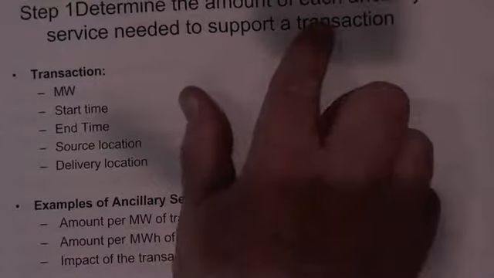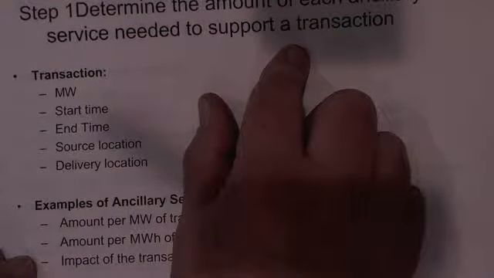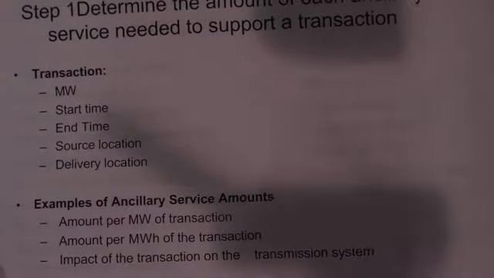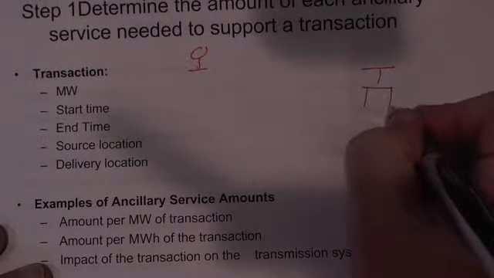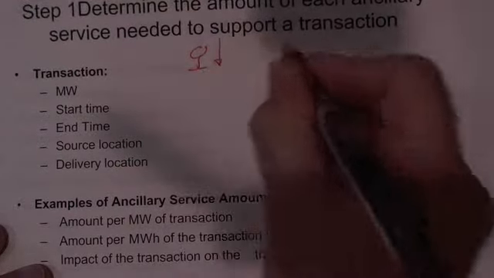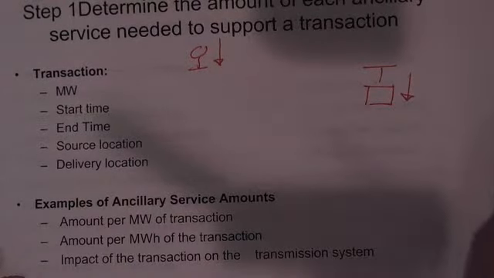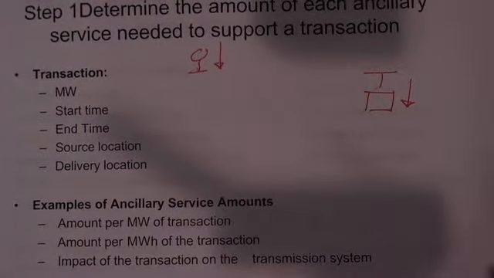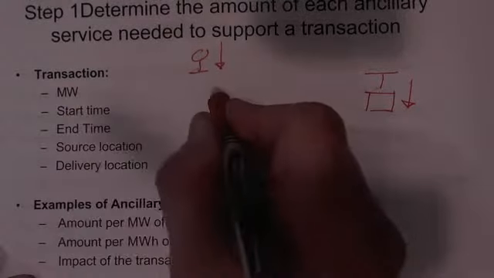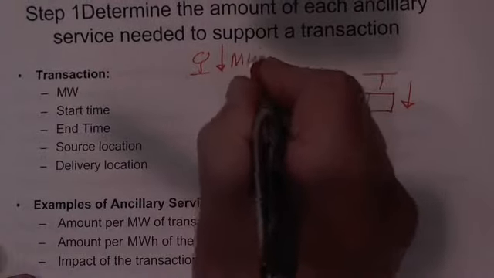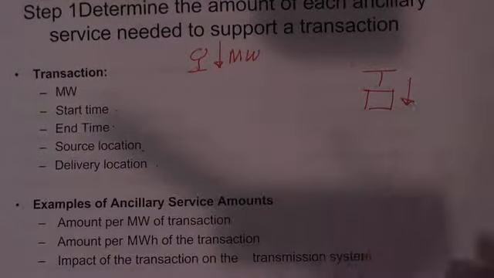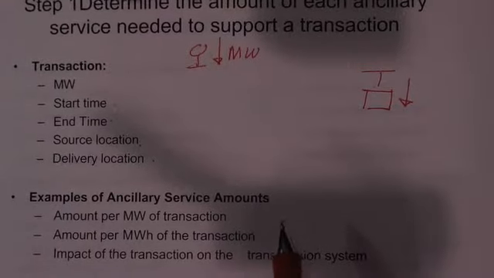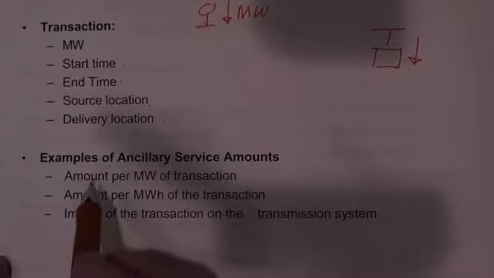Determine the amount of each ancillary service needed to support a transaction. Okay, so for a particular transaction, remember, we always talked about the fact that this guy wants to put power in and he wants to take it out. And that's a transaction. So the transaction has so many megawatts, and it's got a start time, an end time, a source, and a delivery. There it is. What are the ancillary services to support transactions?